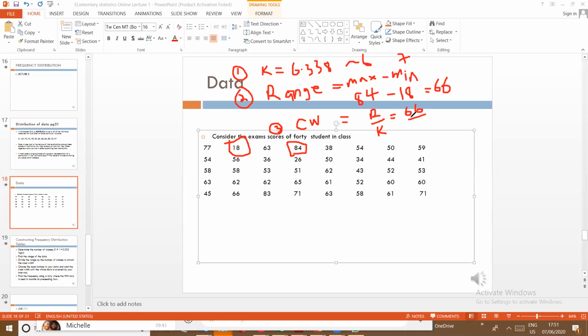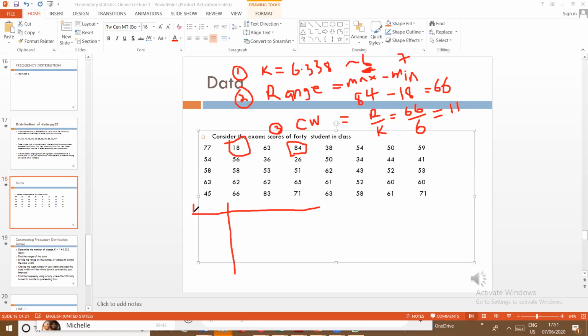But you see, because the numerator is 66, I think it will be easier approximating K to 6. So instead of 7, we'll rather use K to be 6. I hope that step is clear. Yes, sir. So this will give us a class width of 11.